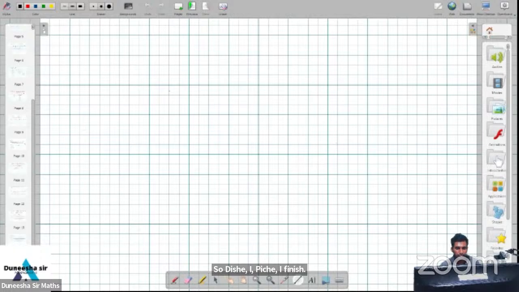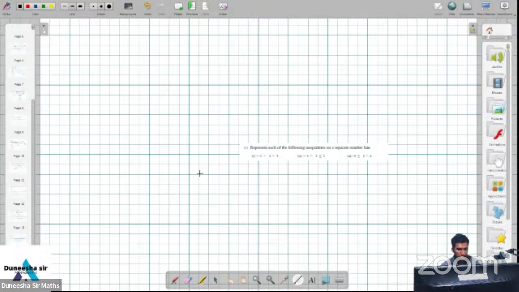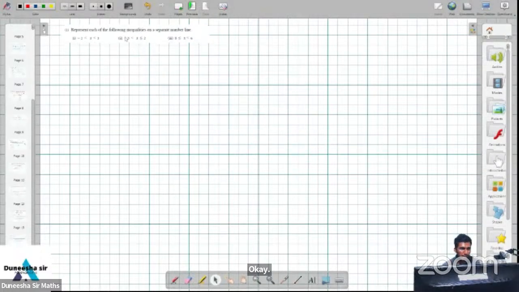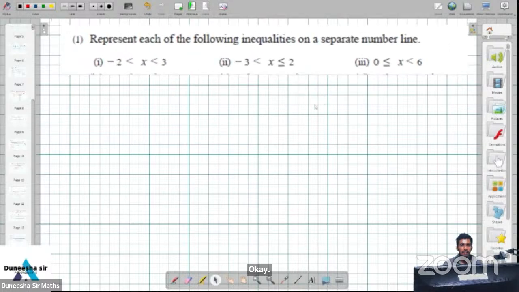Okay. Can you see this? Balan, can you see the first one? Represent each of the following inequalities on a separate number line.